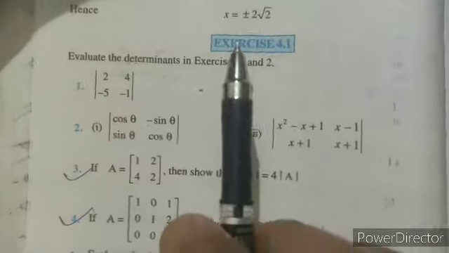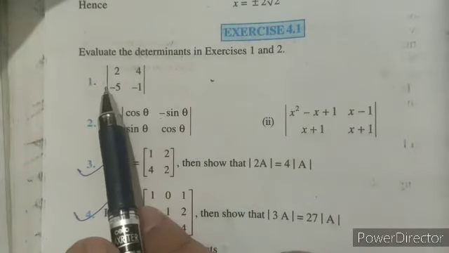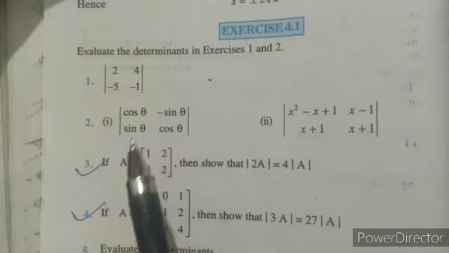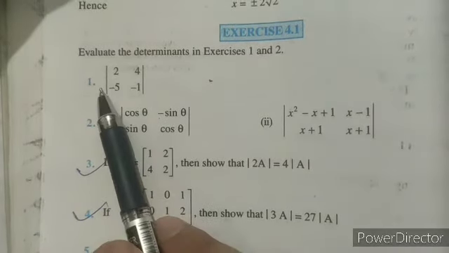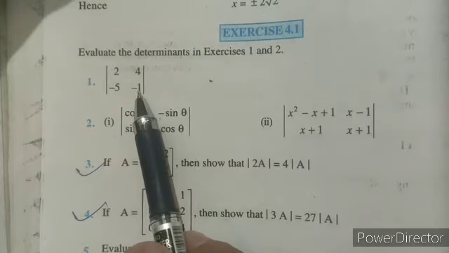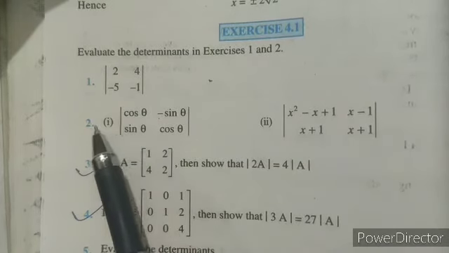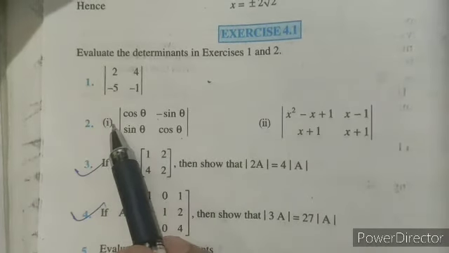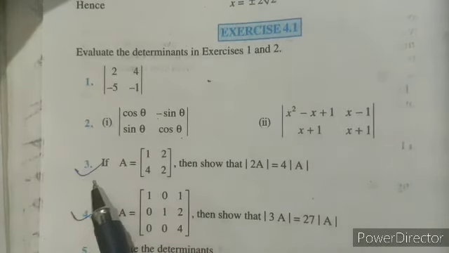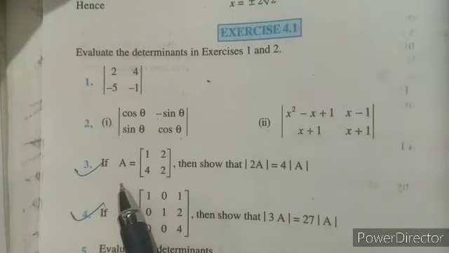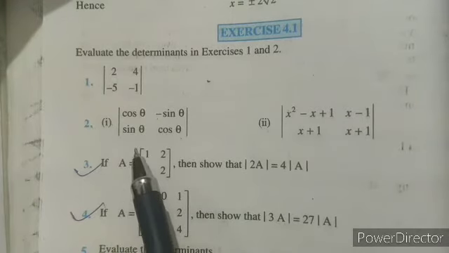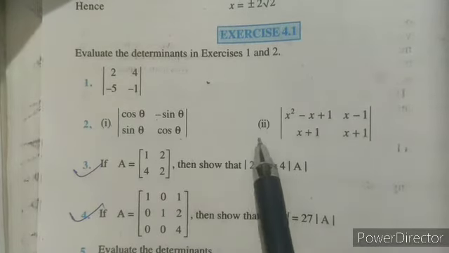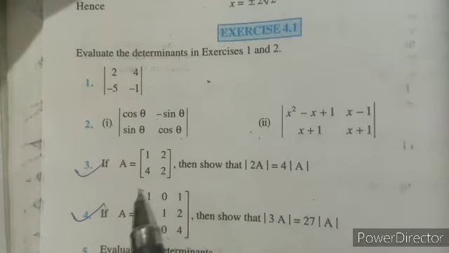Now come to exercise 4.1. Here in question number 1, and in all these questions, we have to find the value of the determinants. Now in question 1, the 2 by 2 determinant is given. In question 2 also a 2 by 2 determinant is given, and we have solved the first part of question number 2 in the example of the 2 by 2 matrix, showing how we find the value of a 2 by 2 matrix. Now I am doing the second part of question number 2 here.